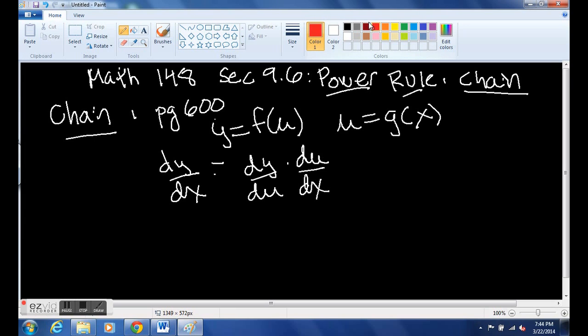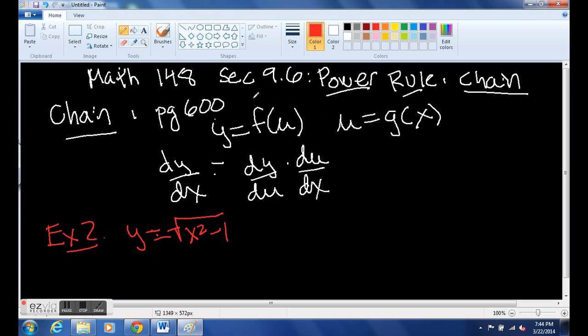So this is maybe hard to understand or really have this sink in, but I think the easiest way to look at these is with an example. I actually like example 2 in the book on page 600. So what they have here is y is equal to the square root of x squared minus 1, like that. So you think, well, there's no u's here, there's no f of x and g of x, you just have a y and an x.